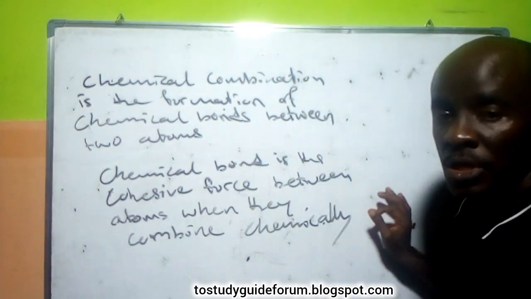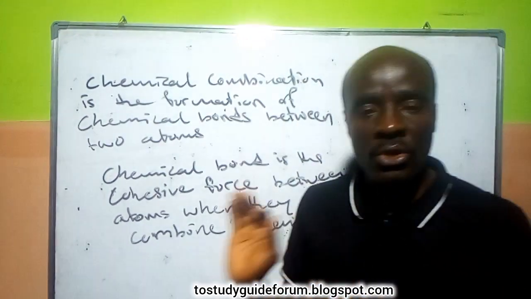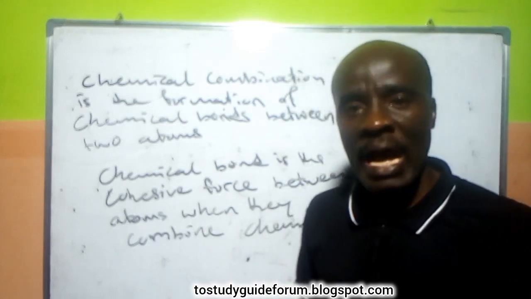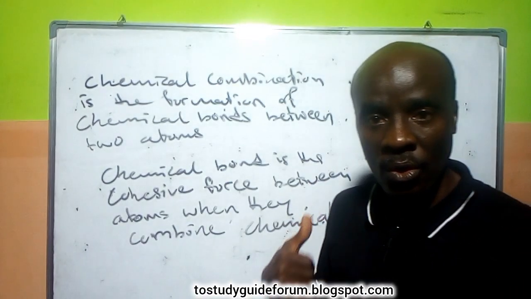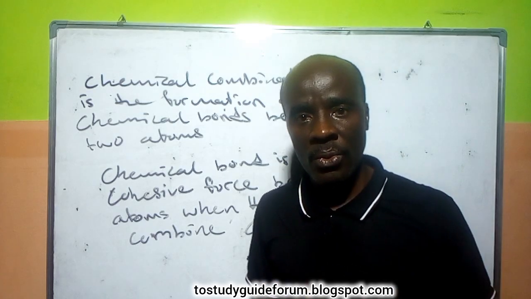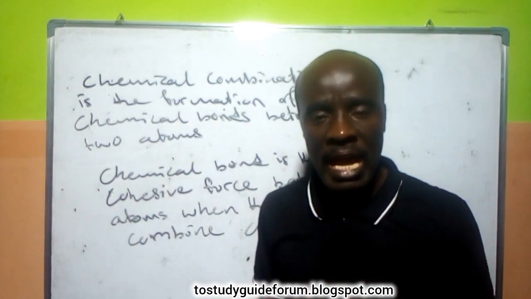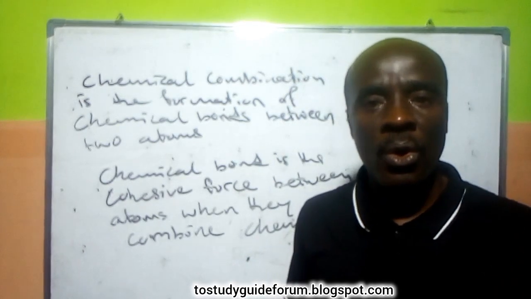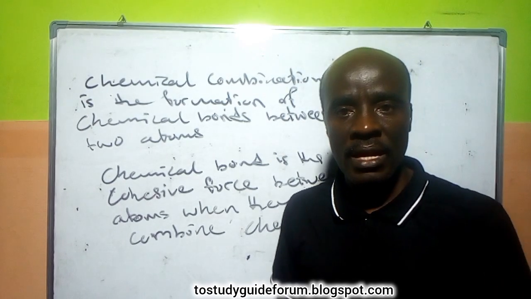So the other ones combine because they want to attain the state of what? Noble gases. They want to attain the octet state of the noble gases. That's to fill their atomic shell, by losing electrons or by gaining electrons.